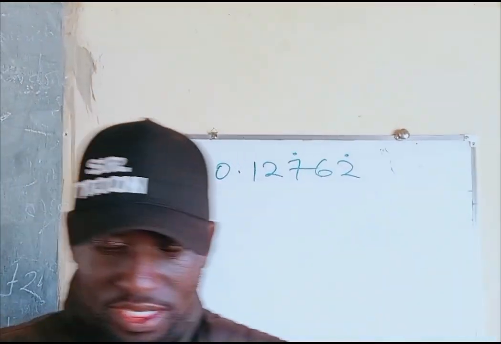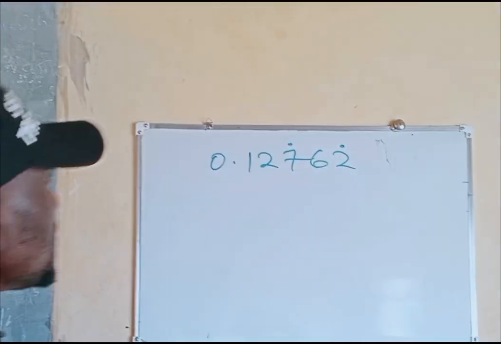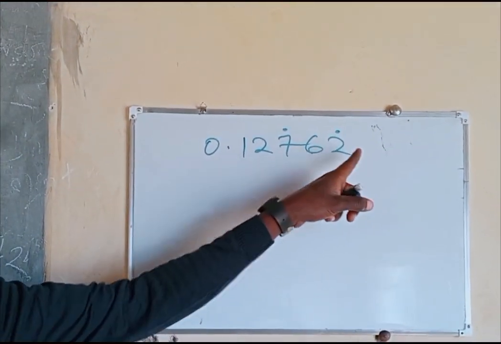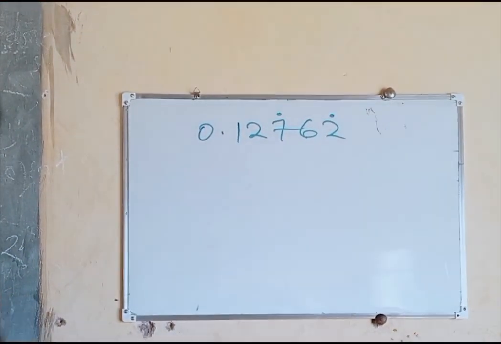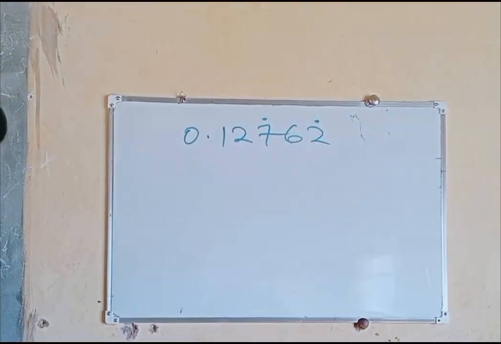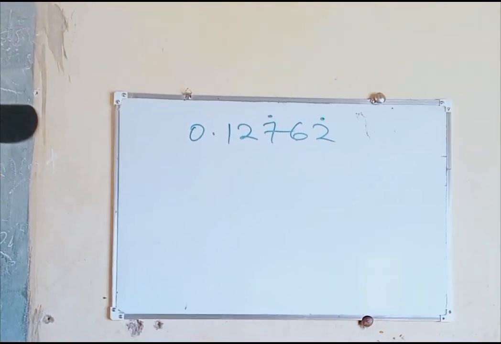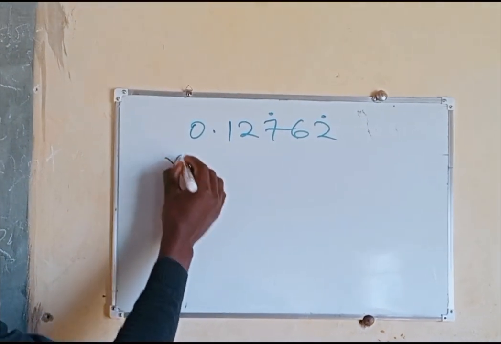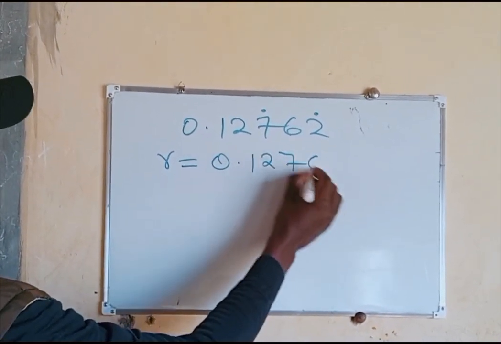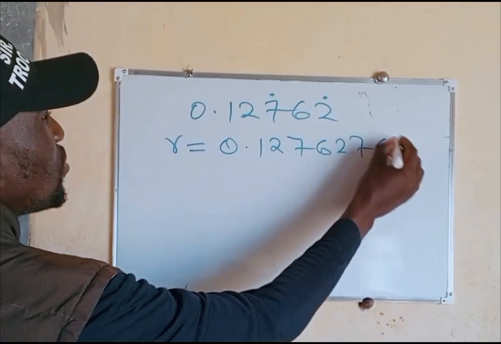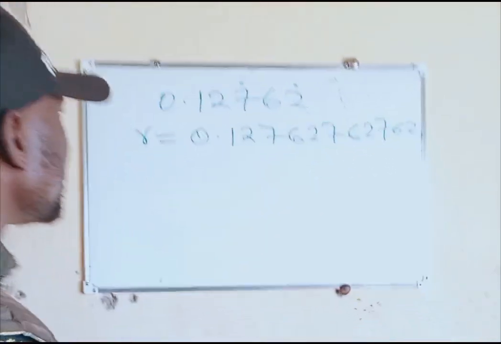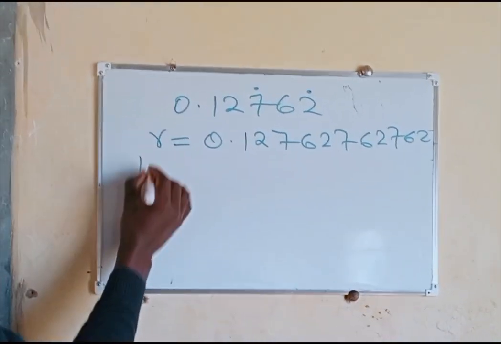That's simple. But again, you realize that now we have a dot on top of 7 and a dot on top of 2. What that means is that the last 3 digits, that is 762, are recurring. And therefore, we'll start by having R is 0.12762 until the world comes to the end, because it is recurring.